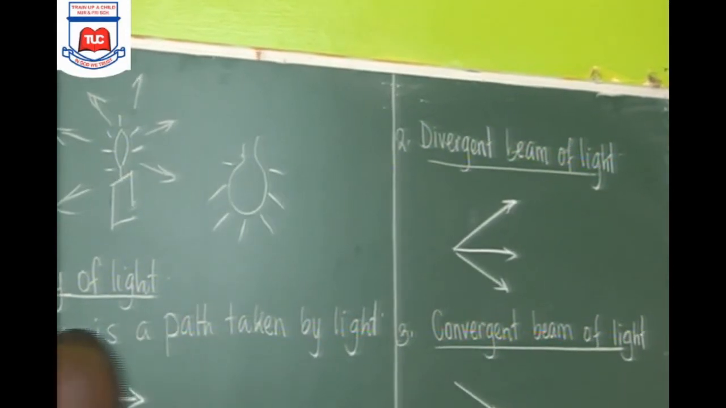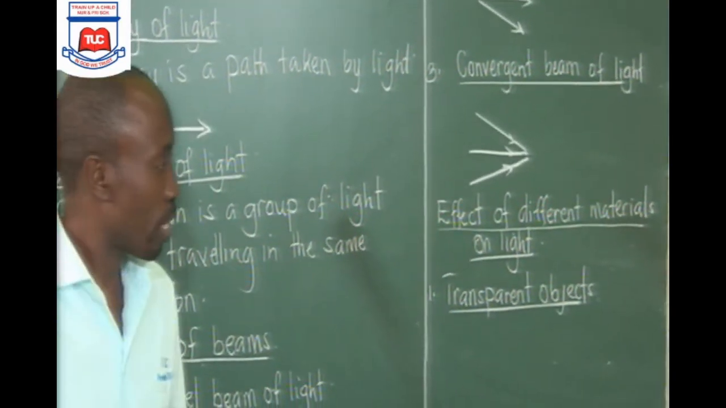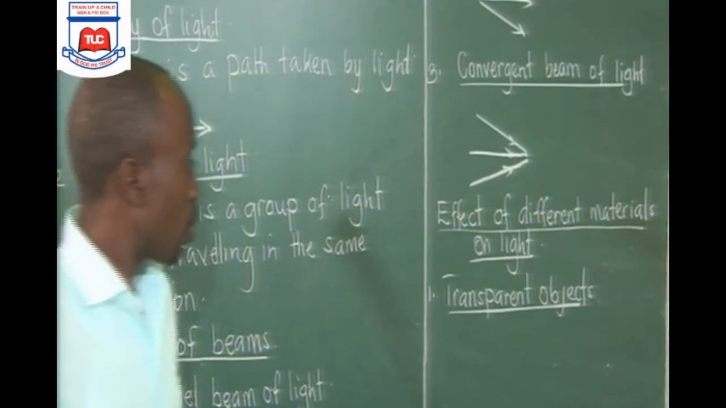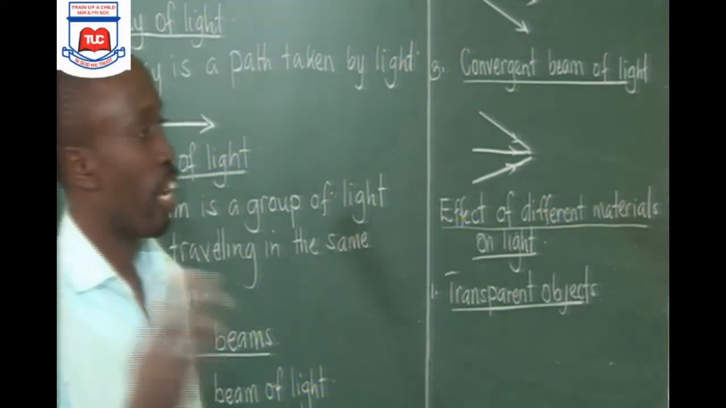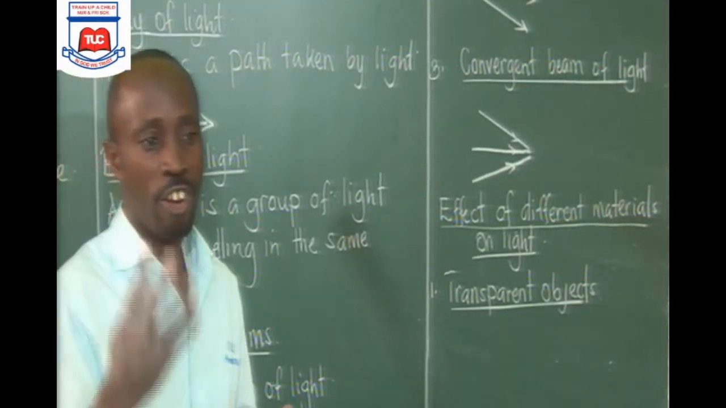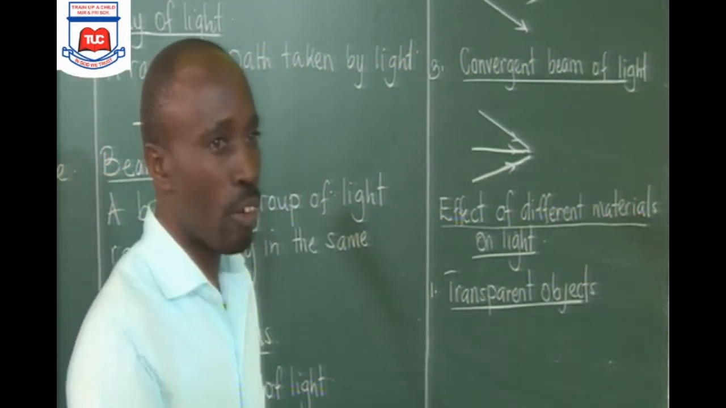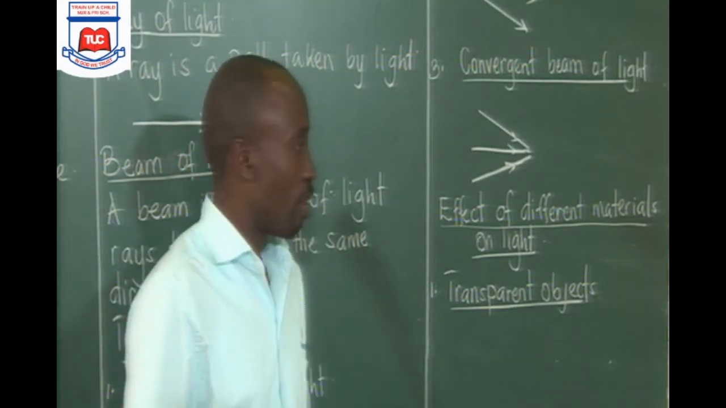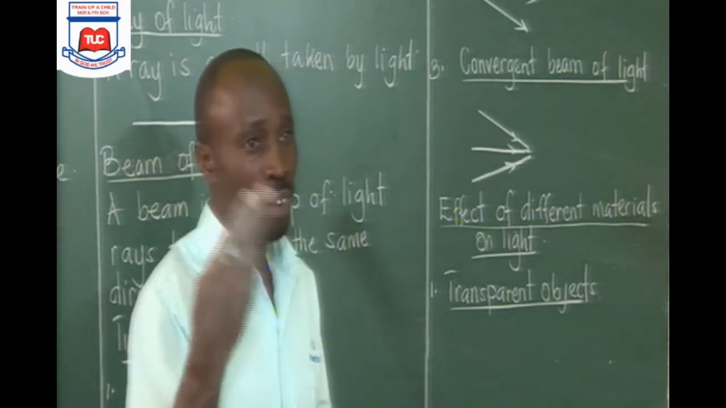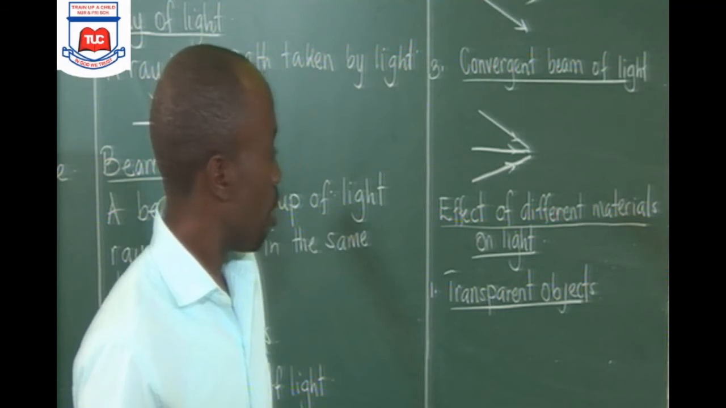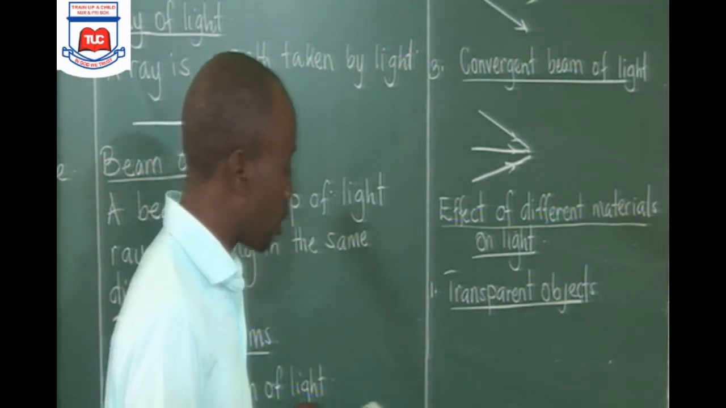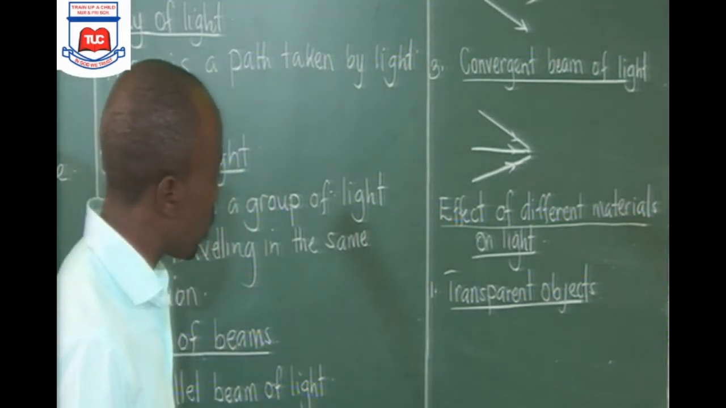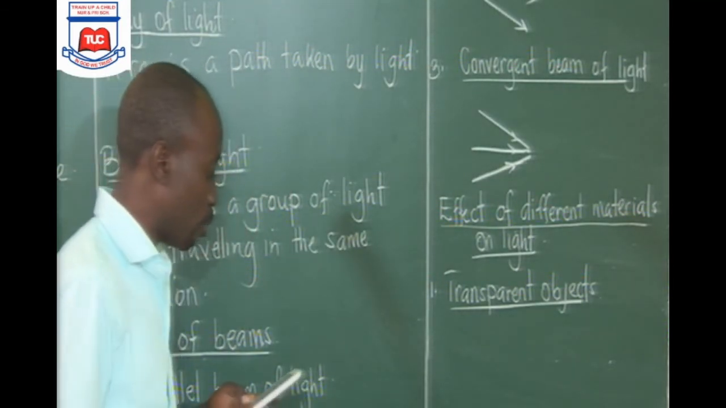What are they anyway? What are transparent objects? Transparent objects are those objects which allow light to pass through them. They totally allow light to pass through them. I know you have glasses at home. You can see through a glass. But there are those glasses which you can't see through, and we shall see. Even in your cars, you have some glasses where you can see through, others you can't see through. So we want to look at transparent objects.